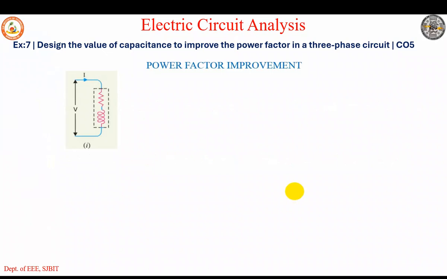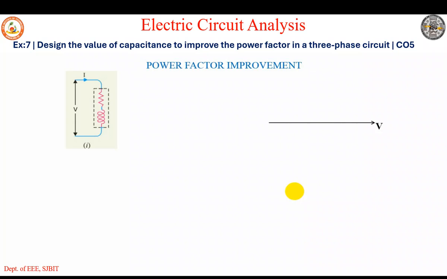Here I have shown you an inductive circuit. That means I have a resistance and inductor in series. Let's understand its vector diagram. Voltage I am considering on the x-axis, and the most important thing: we say power factor is lagging, leading or unity, taking what as reference?